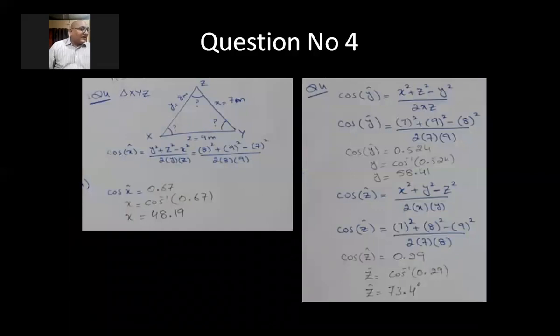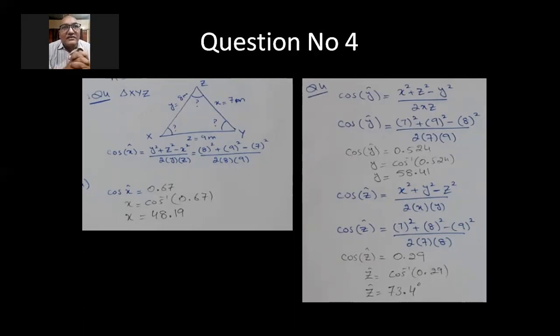Okay, so the next question coming up on your screen is question number 4. It says, in the triangle XYZ, X is equal to 7 meters, Y is equal to 8 meters, and Z is equal to 9 meters. Find the unknown angles.